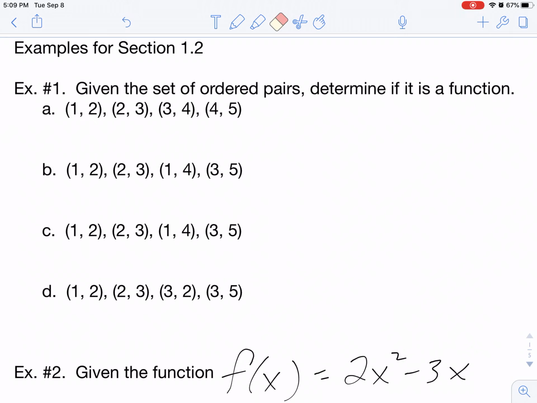Okay, so here are some examples for section 1.2, and if you watch the other videos, you'll have much more thorough explanation of some of this stuff, but here are the examples that I would normally do in class. So the first one is really just an introduction to functions, to see if you remember what the definition is for a function. So I'm asking you to determine if this set of ordered pairs defines a function or not.